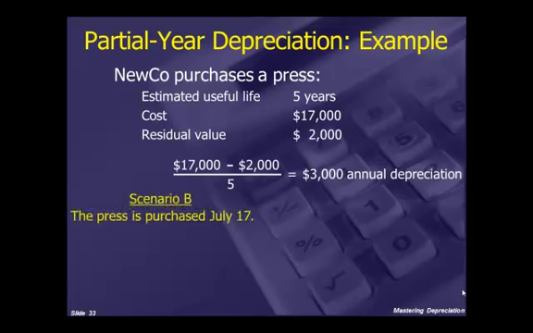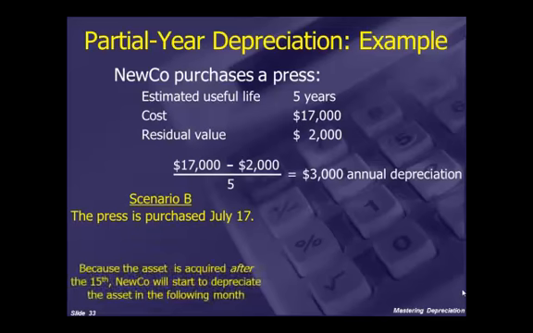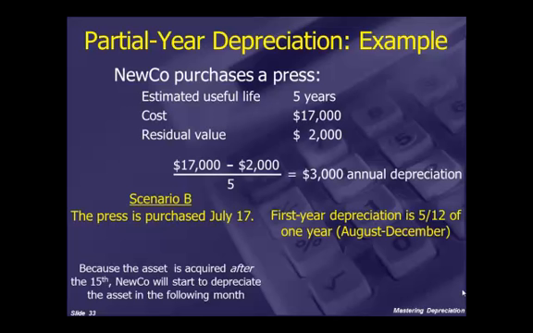All right, scenario B is that the press is purchased July 17th. So it is purchased after the 15th of the month, so we're not going to get to count July. We'll have to start with the next month, August. So we'll be counting from August through December, and that will be 5 months, 5/12 of a year. So take the 3,000 times 5/12, and that's $1,250. Or like we did before, 3,000 divided by 12 is $250 times 5, still $1,250. So that first year we would have $1,250 in depreciation, and then for the year after it would be the full $3,000.